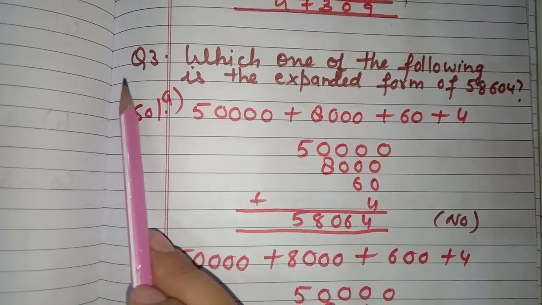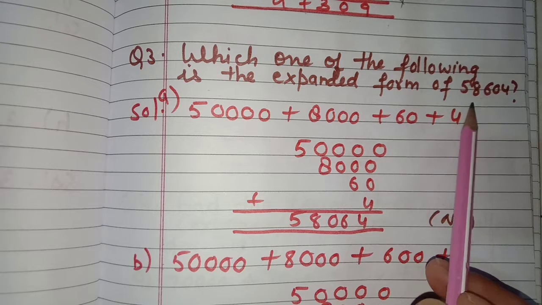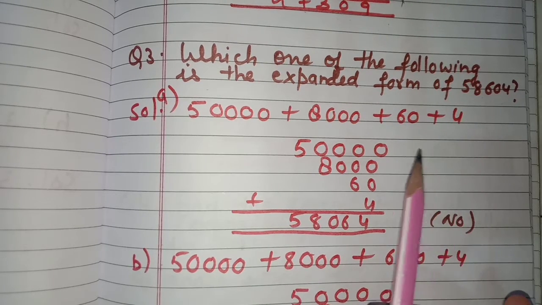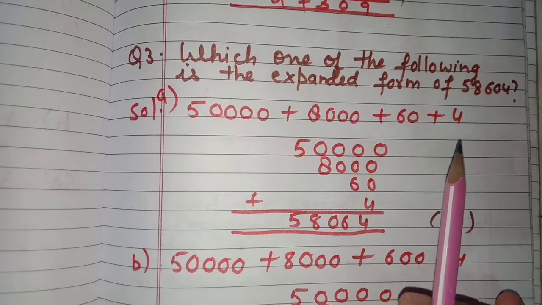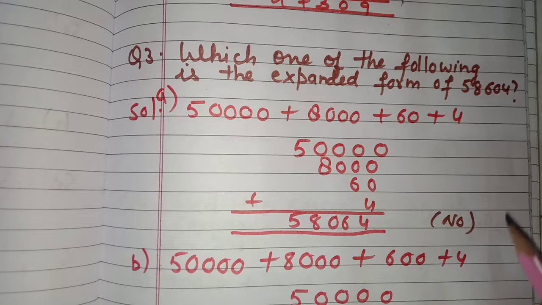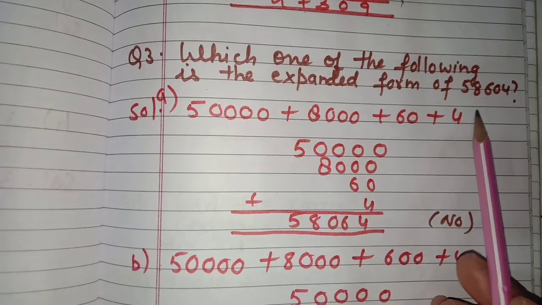Now next is question number 3. Which one of the following is the expanded form of 58,604? Now here some expanded forms are given, and we have to just find the short form and see which one of the following is the expanded form of this number.